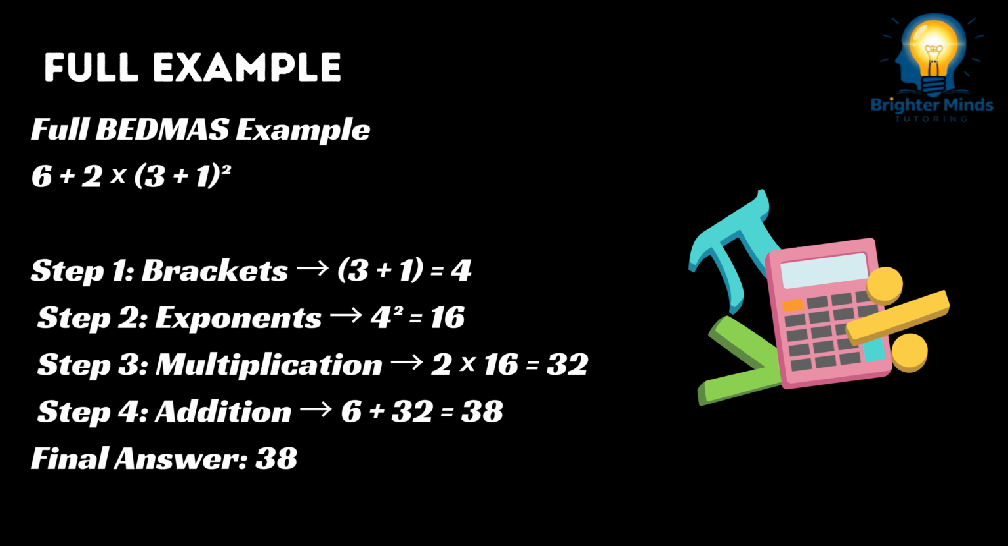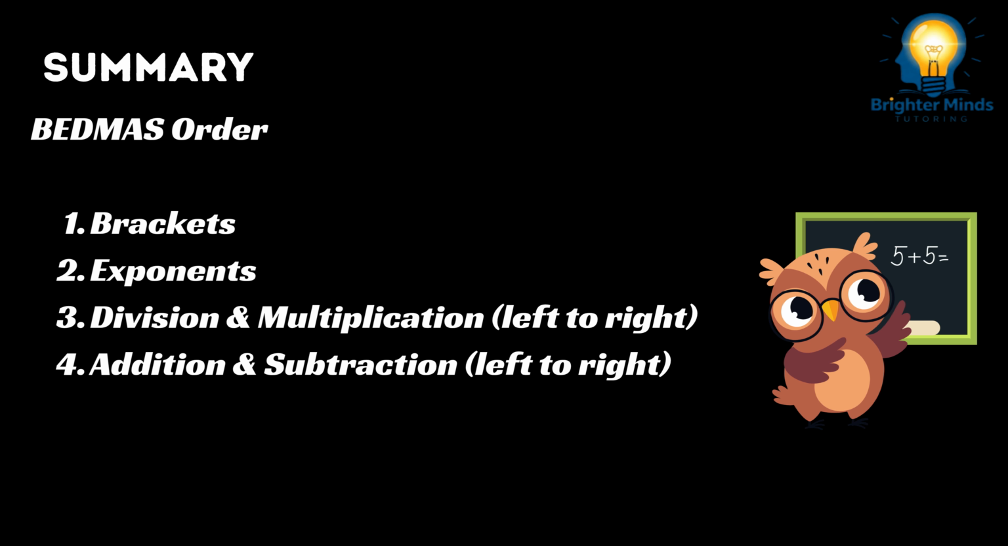A common mistake students make is not following the correct order. For example, if you solve left to right without BEDMAS, you might get the wrong answer. That's why it is very important to always follow the order. Brackets first, then exponents, then division and multiplication from left to right. And finally, addition, subtraction from left to right.